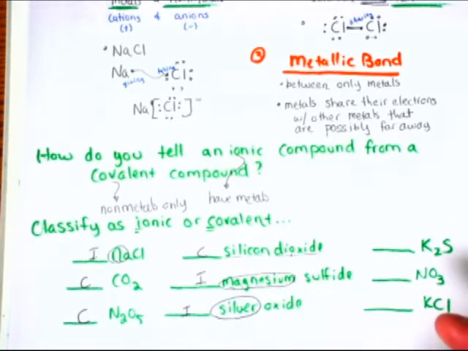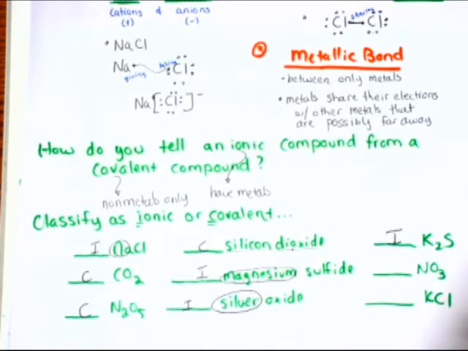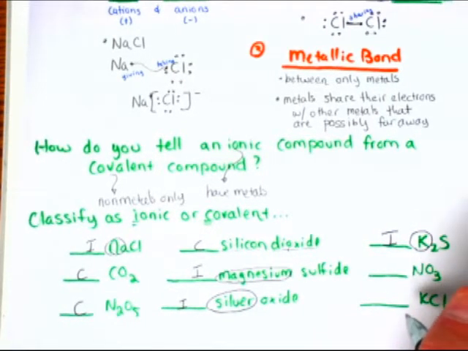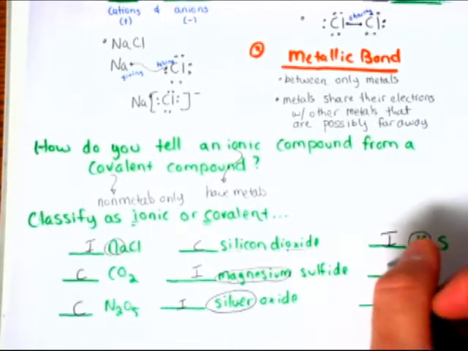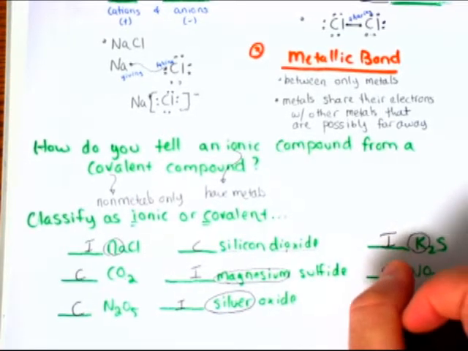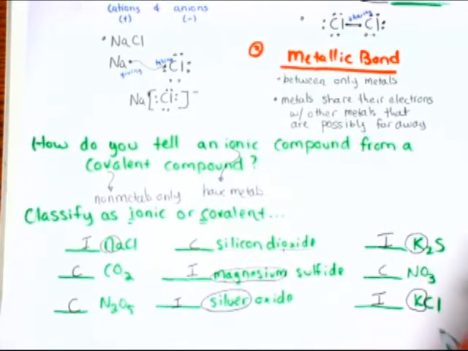K2S. Channing, what'd you get? It's ionic, because K, potassium, is for sure a metal, right? Bailey, what about NO3? Very good, because you only have nonmetals there. And Jennifer Estrada, what'd you get for KCl? Ionic? Because K is what? Potassium, and it's a metal, right?